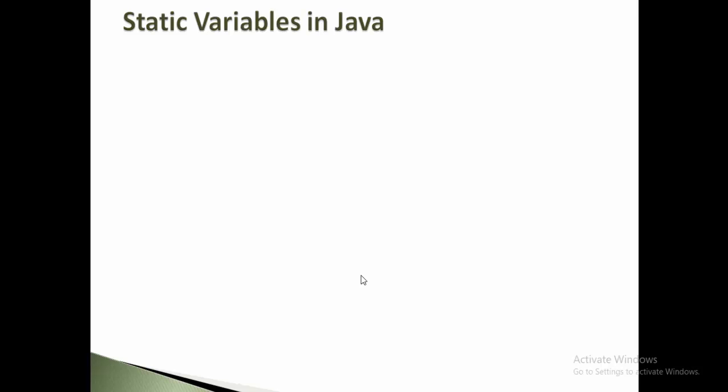class variables. So these static variables are also called class variables, because these are associated with a class. That's why these are called static variables. And these static variables are always declared within the class.